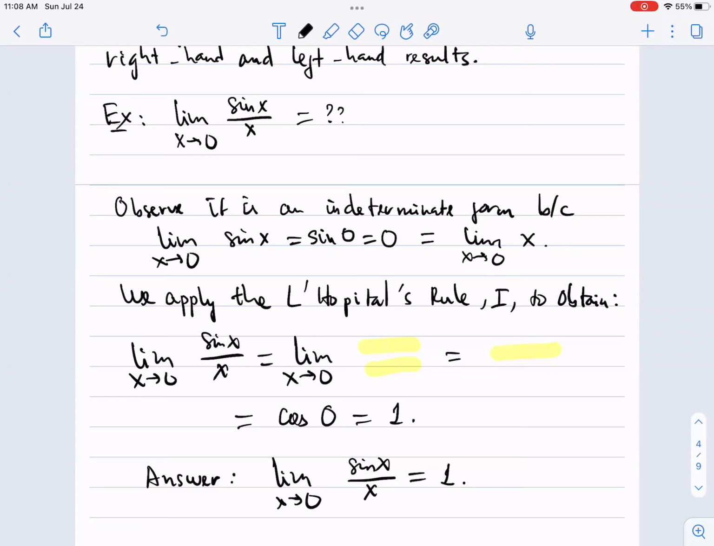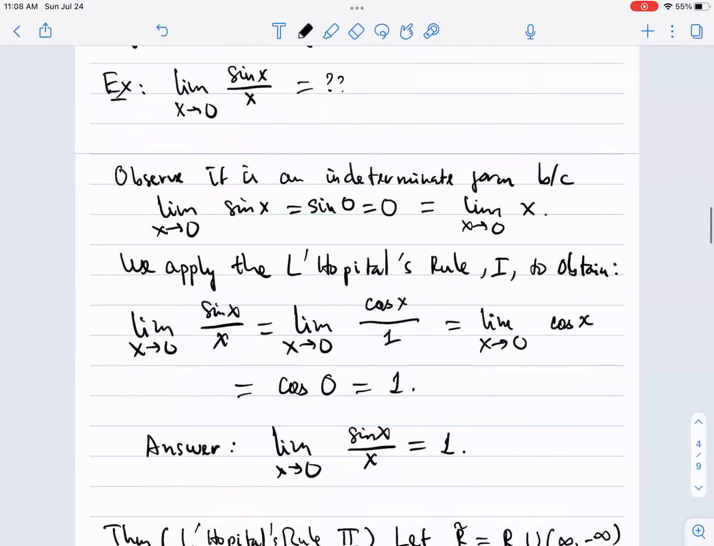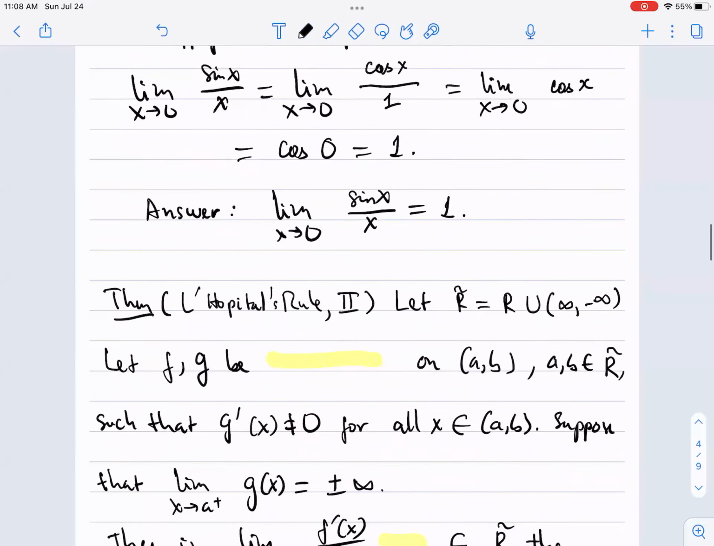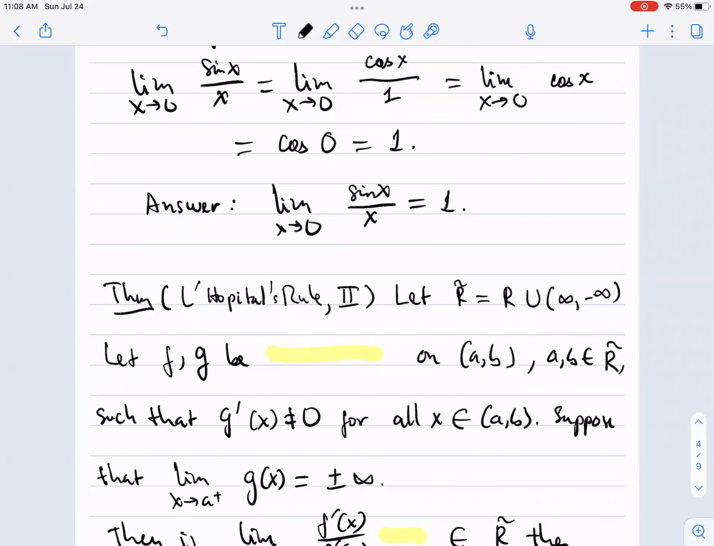to obtain that the limit of the quotient sine x divided by x is equal to the limit of the quotient of the derivatives, and the derivative of the sine function is just the cosine function. The derivative of the x function is just equal to 1. So this is equal to the limit as x approaches 0 of cosine x, and this equals cosine 0, which equals 1. So the answer for this case is that the limit here is equal to 1.